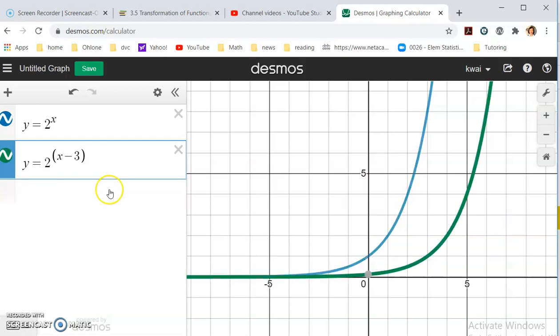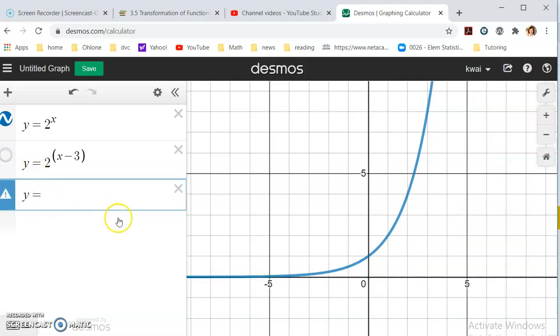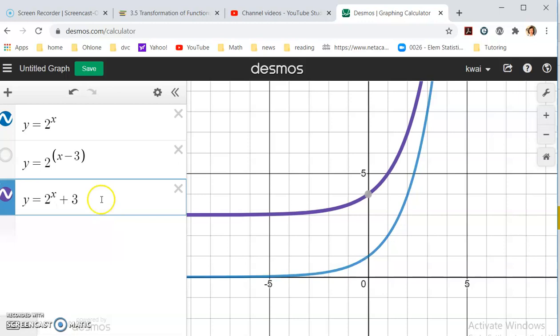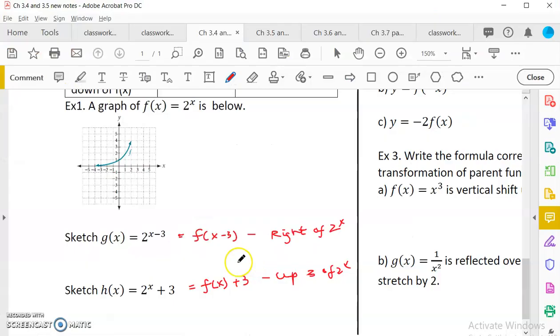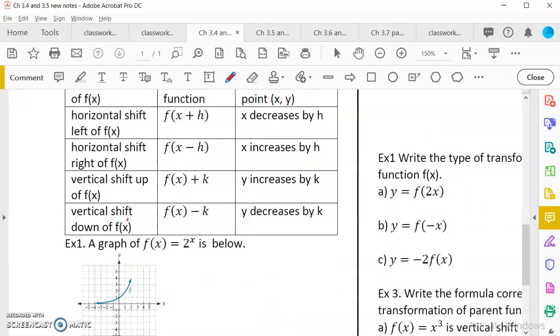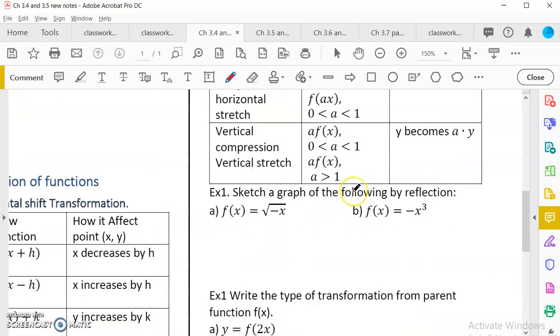You can see that the graph originally was here, the blue one is 2 to the x. Now it moved 3 over, right? So this was 0 and this was 0. And if I want to do y equal to 2 to the x, but plus 3, you can see that it's moving up. It was 1, now it is 4. So 1, 2, 3. So this is how the transformation looks when you're doing a vertical and horizontal shift.